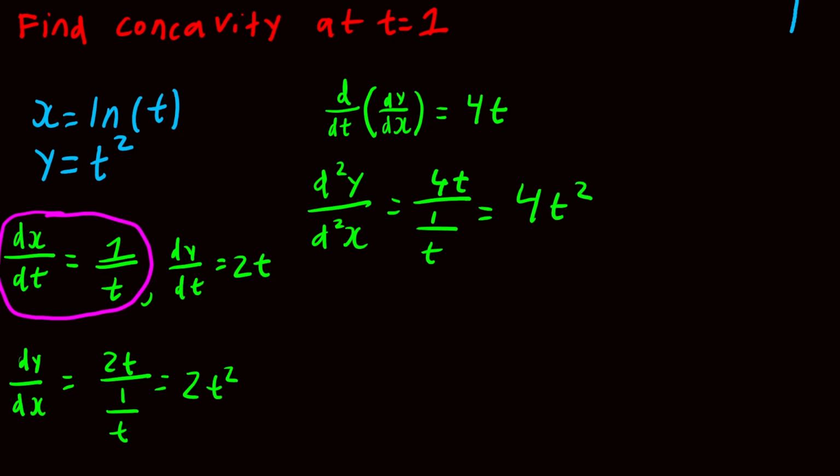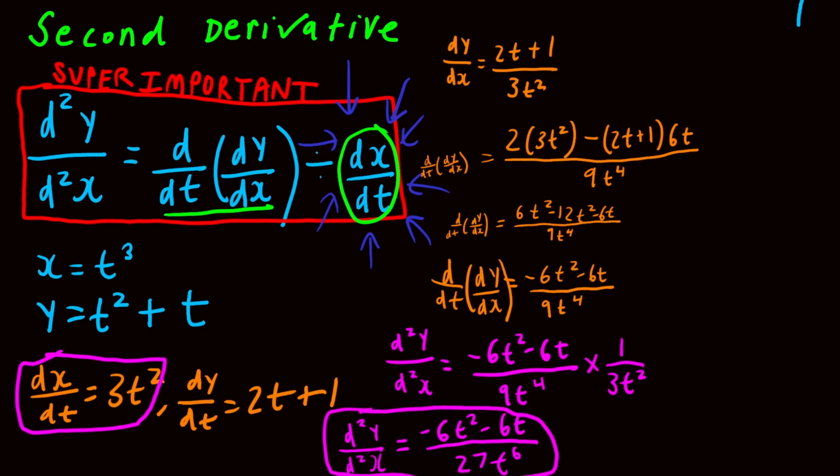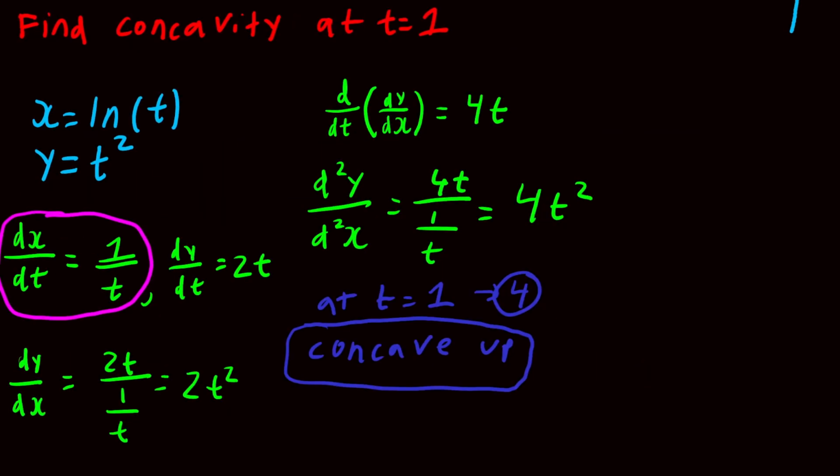Now I know it doesn't change the answer, because at t equals 1, the second derivative is 4, and 4 is a positive number, which means concave up. But what if it wasn't? What if it changed something to a negative? What if this was like negative 1 over t? Then this would be concave down. So it's important that you remember that. I kind of tricked you, but we really need to make sure, because I promise you, parametrics are so easy if you just remember to divide by dx/dt. I know I keep saying that, but I can't stress it enough.